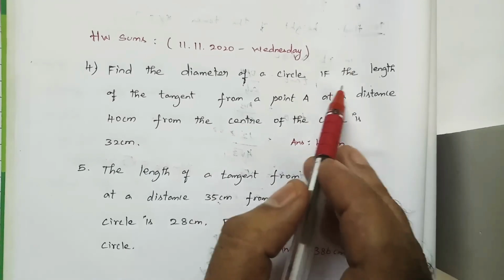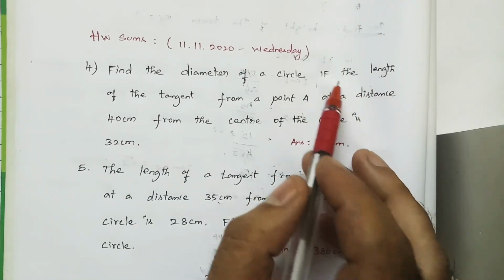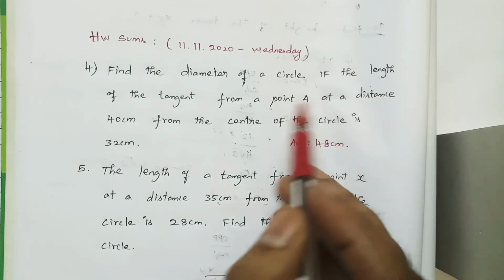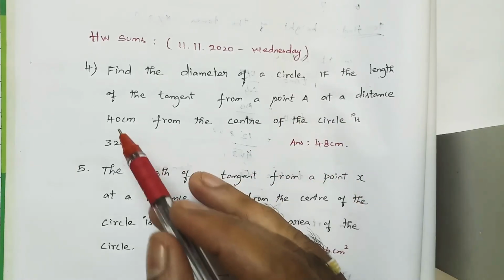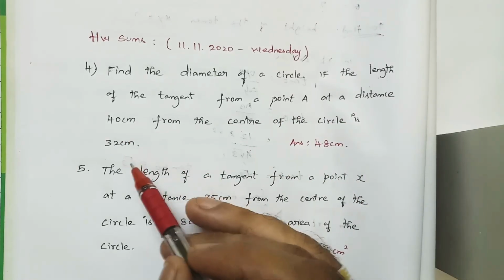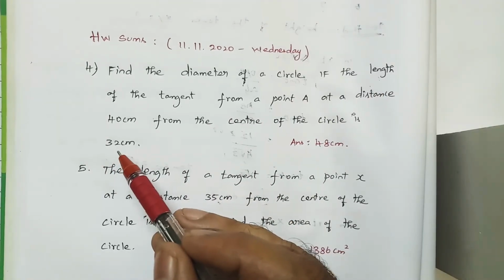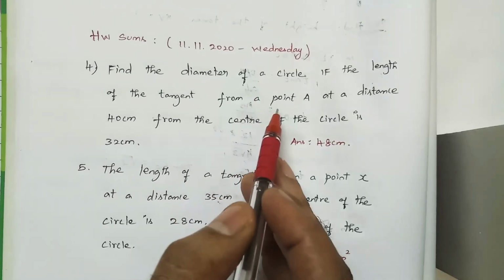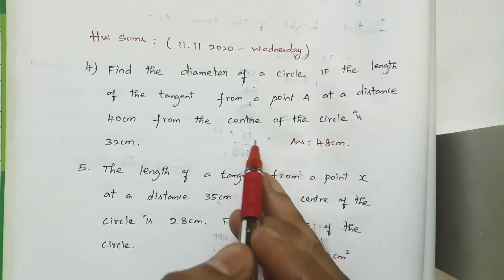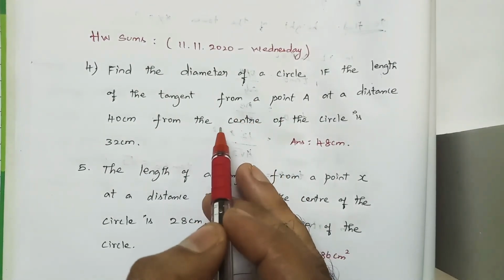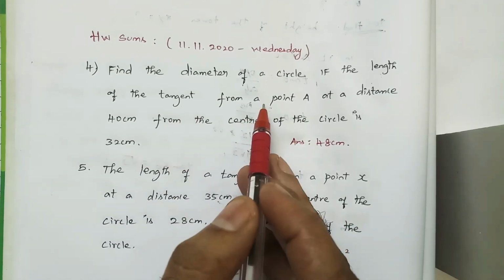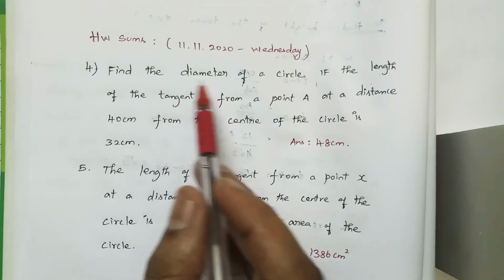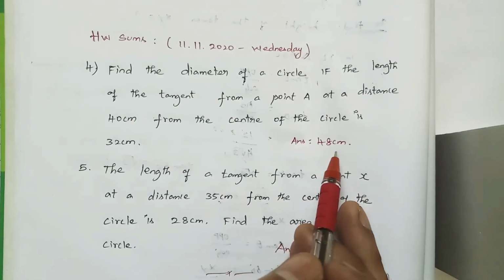See, they started with the length of the tangent. In between, they are saying that the distance between the center and the point A is 40 centimeter, and only then they say that the length of the tangent is 32 centimeter. So we have to differentiate; that is very important. Among the right angle triangle's 3 sides, they have given 2 sides. With the help of Pythagoras theorem, we find the third side. The final answer is 48 centimeter. The diameter of the circle is 48 centimeter.